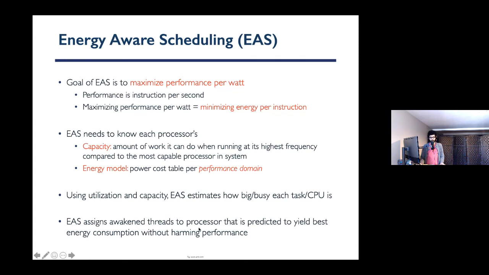Some of the things you could potentially do: like we talked about thread affinity and what happens if a new thread comes. Instead of just putting it on the processor with the lowest load, you could put it on the processor with the lowest energy consumption without hurting your performance. That's one thing you could do.